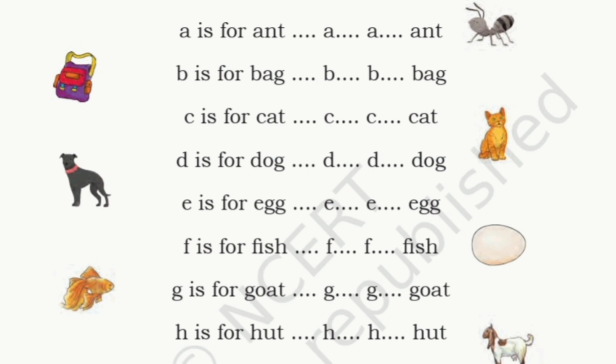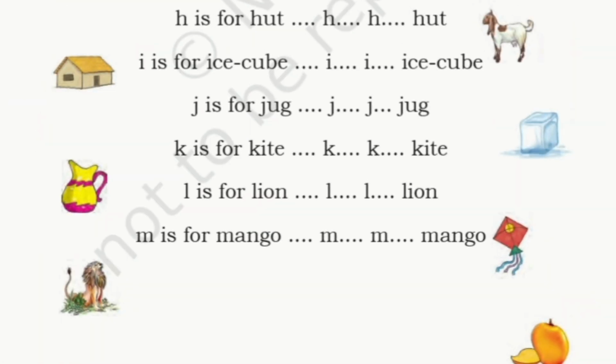F fish. G is for goat. G goat. H is for heart. H heart. H is for heart. H heart.